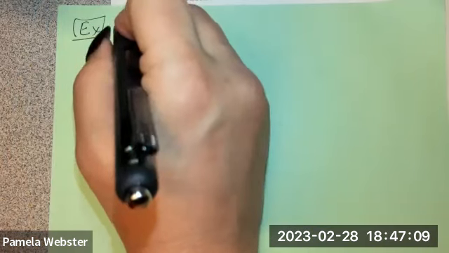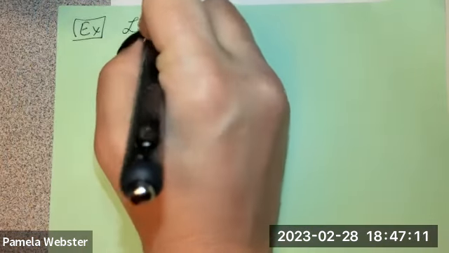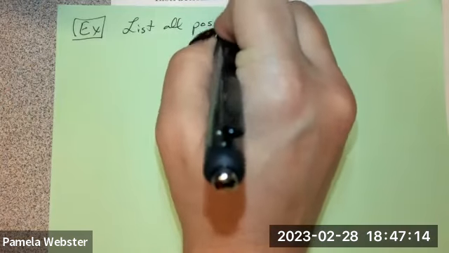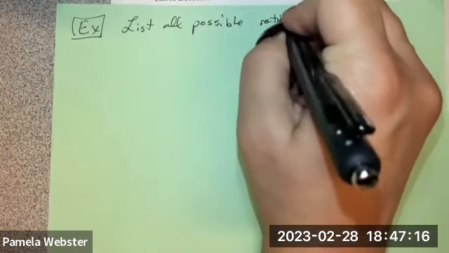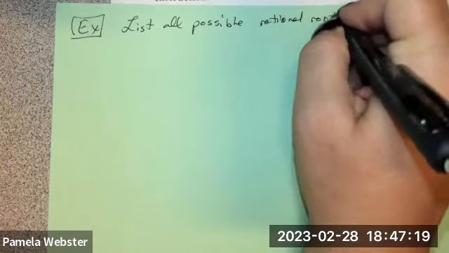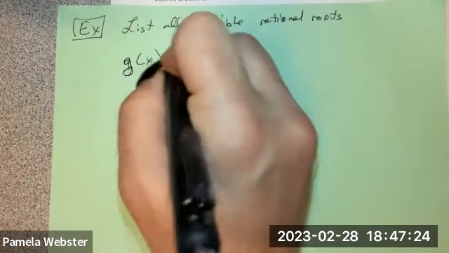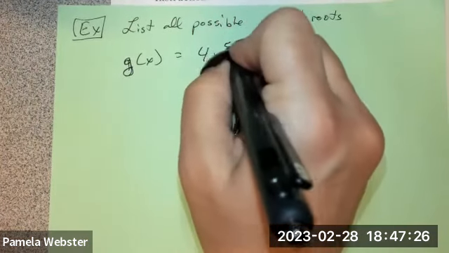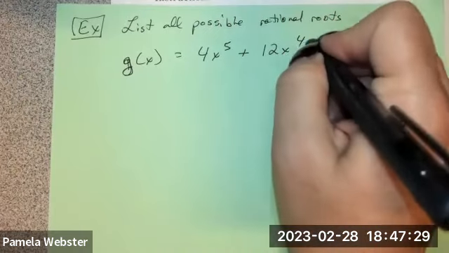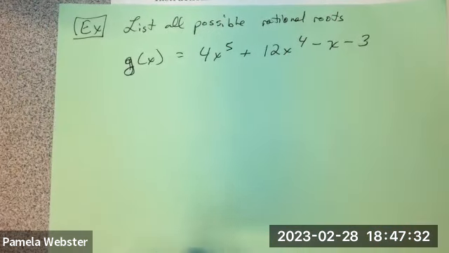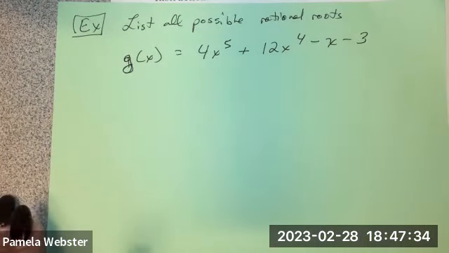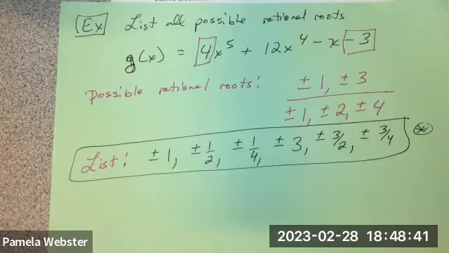So the example is, and again, it's list all possible rational roots or zeros. And my example is g of x equals 4x to the 5th plus 12x to the 4th minus x minus 3. So you might want to just pause it right now because I'm going to pause my side. I'm going to work it out. And the next thing you're going to see is going to be my solution. So go ahead and pause it, do the work yourself, see how it goes.